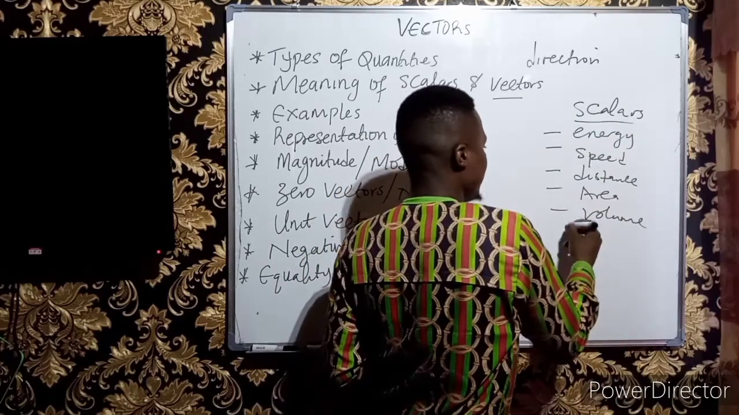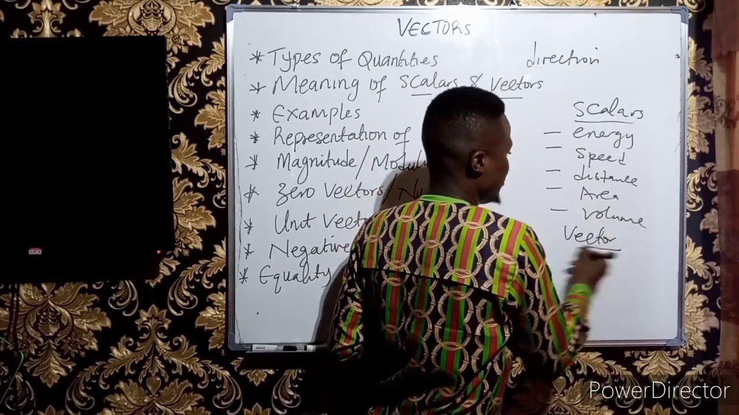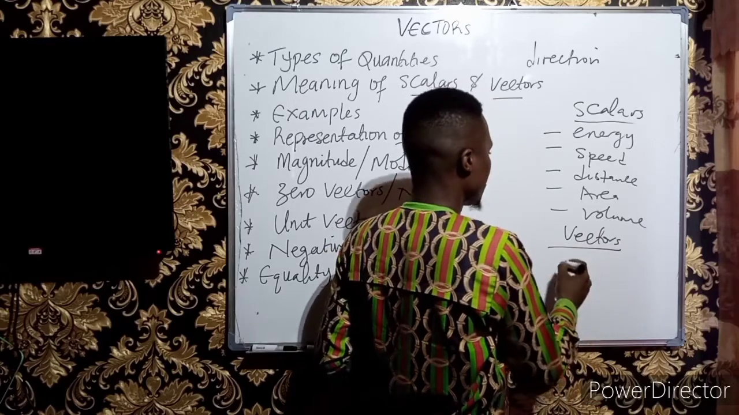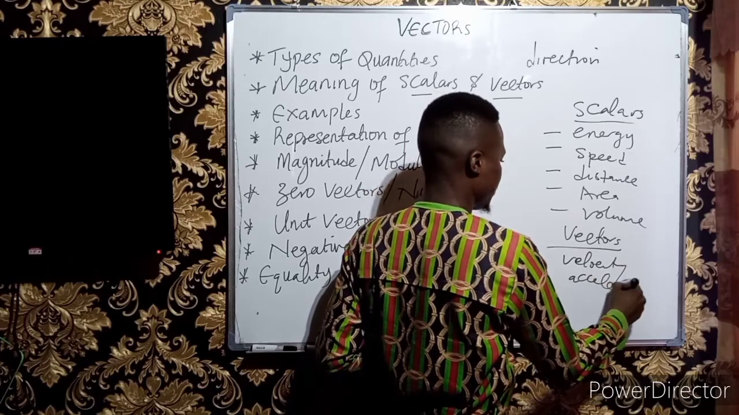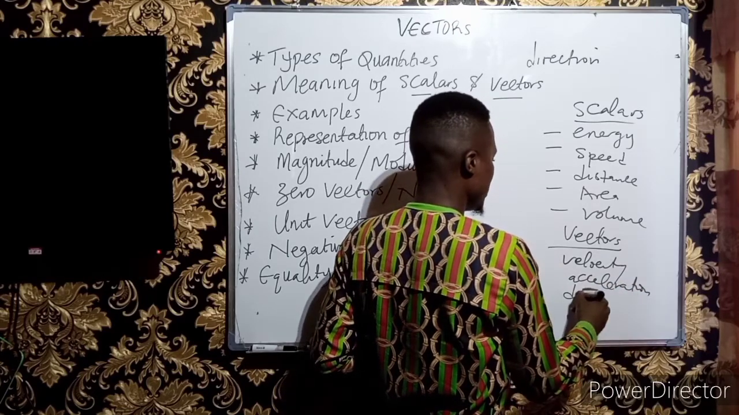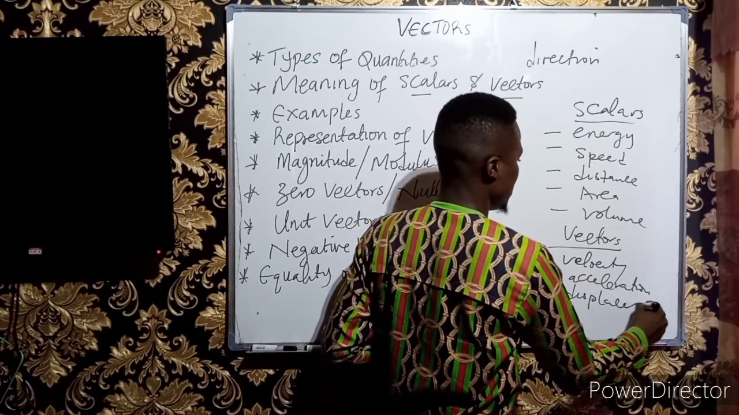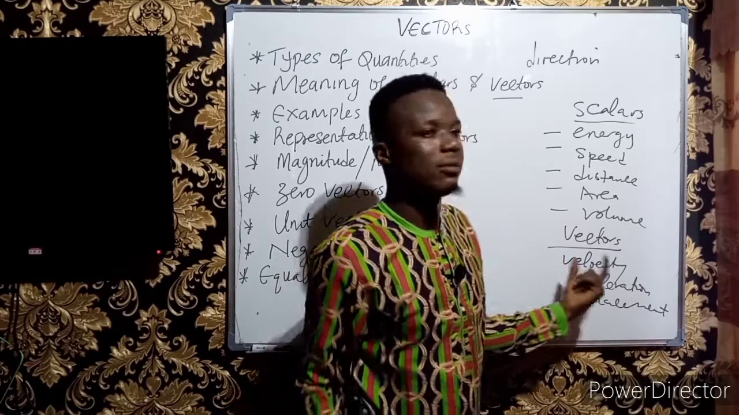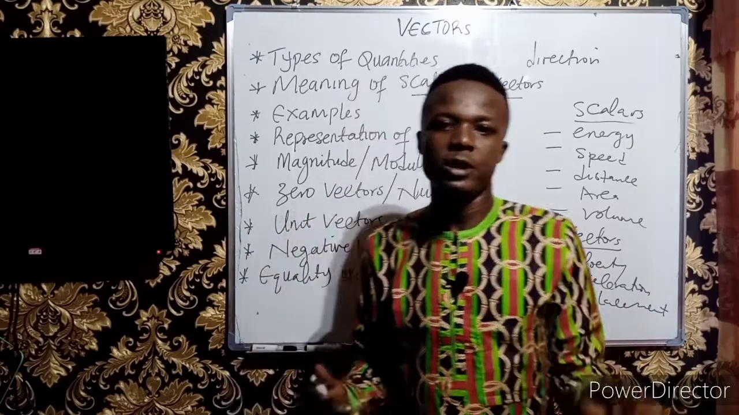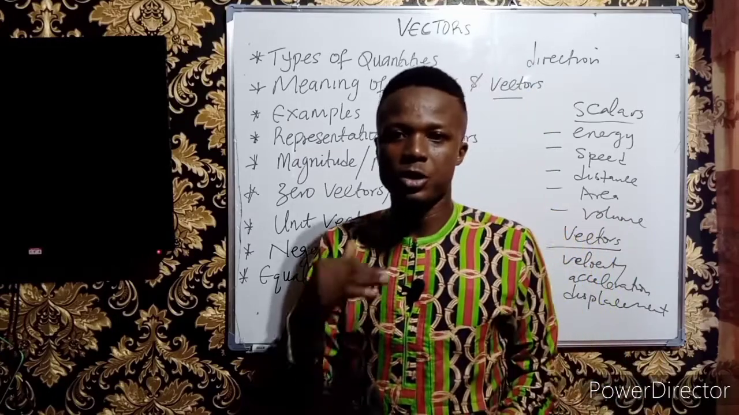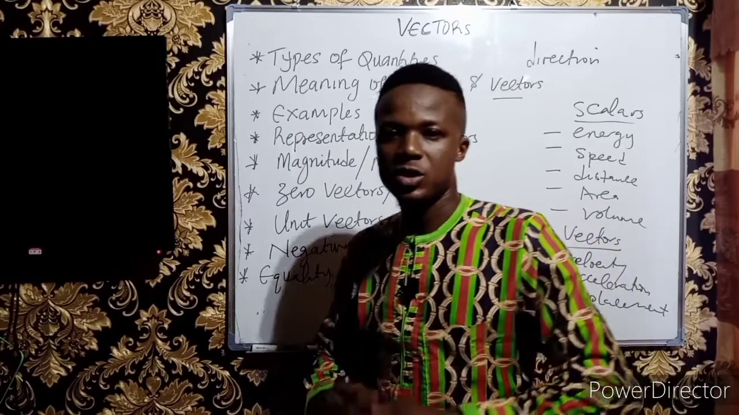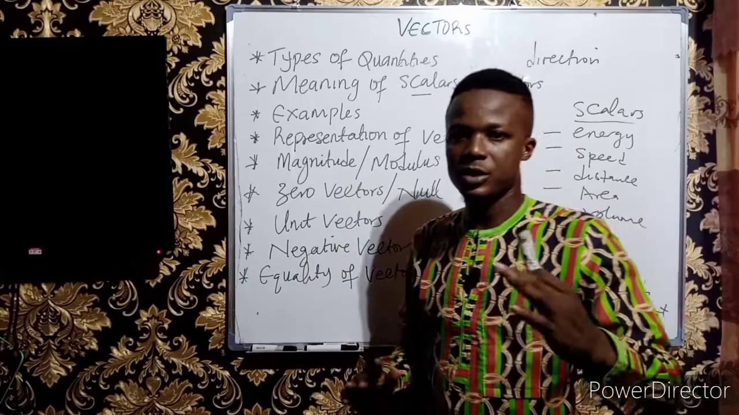But when I talk about vector quantities, I'll have my velocity, I'll have my acceleration, I'll have my displacement, etc. There are so many quantities that belong to vectors. Okay, so whenever a quantity has both magnitude and direction, it is a vector. But when it has just magnitude, no direction, it becomes a scalar.